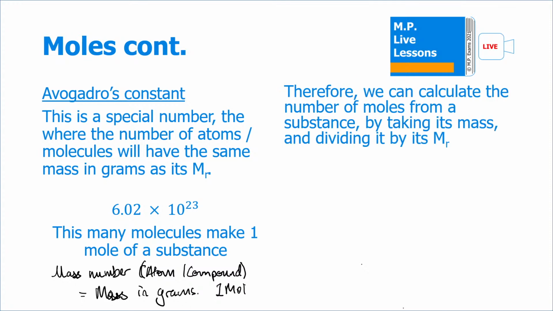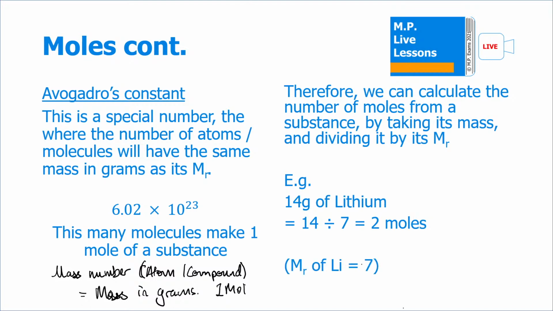So we can actually calculate the number of moles of a substance by taking its mass and dividing by its MR. So for example, if we've got 14 grams of lithium and we need to know how many moles there are, we do 14, that's the mass of the sample, divided by its MR, or its relative mass, and you get 2 moles. Remember, the Mr of Li, or the mass of the lithium atom, is 7.